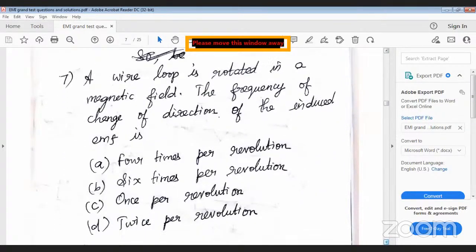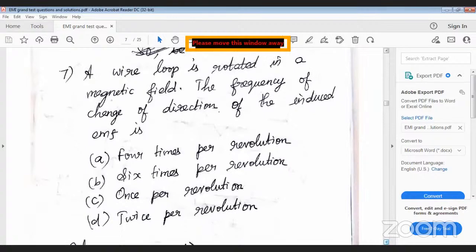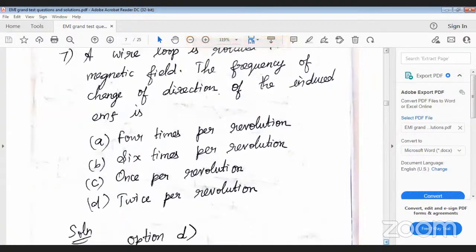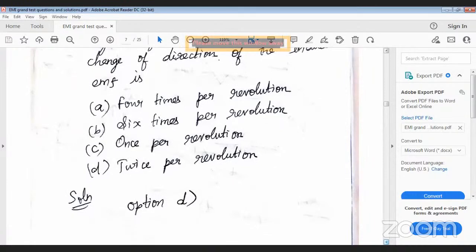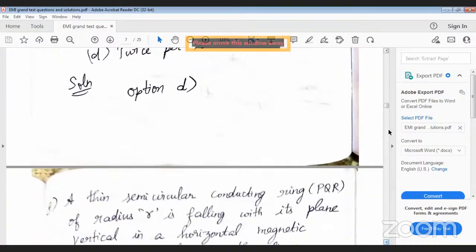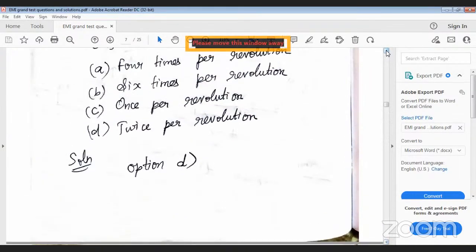Then question number 7. A wire loop is rotated in a magnetic field. The frequency of change of direction of the induced EMF is? The wire loop is rotated in a magnetic field. So the answer is twice per revolution. How is it twice per revolution?